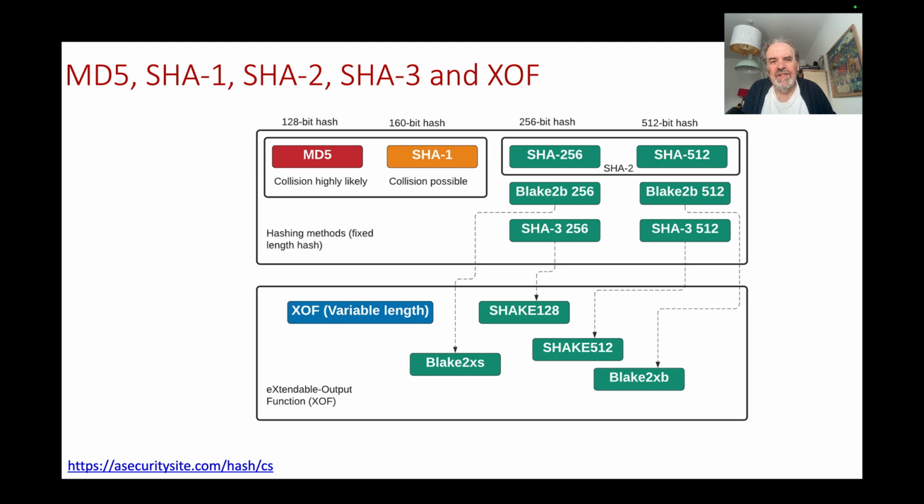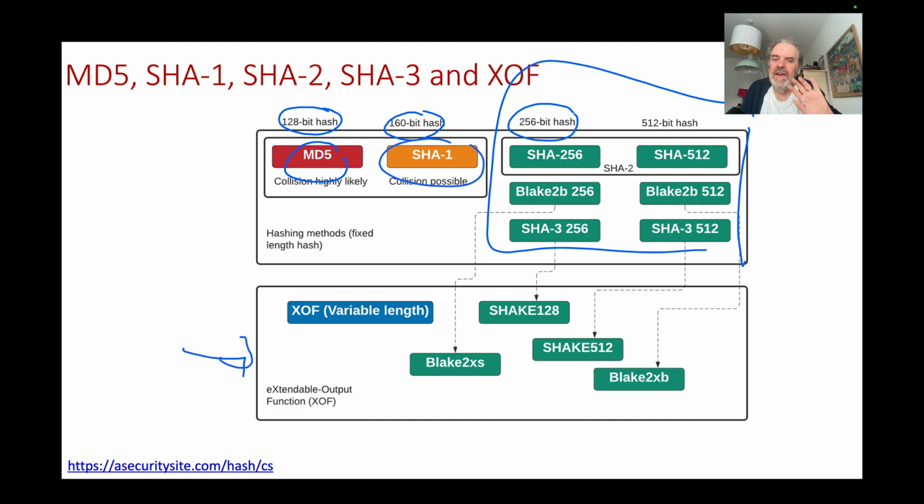When it comes to hashing methods, then we have different sizes of hashes, 128-bit, 160-bit, and 256-bit. MD5 shouldn't really be used because it has a relatively small hash method and where we can create a collision fairly easily. SHA-1 is a bit more difficult to create a collision, but it is certainly possible. The green ones here are the hash methods we should be using: SHA-256, SHA-512, SHA-3, and so on. And if we need a variable length hash, we use these XOF or extendable output functions.